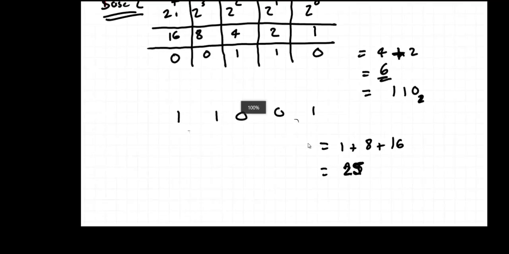We can try again. Let's try another number. As you get used to this, you'll be able to write your number here and simply do your column headings 1, 2, 4, 8, 16, 32. So here we have 32 plus 1, which is 33.